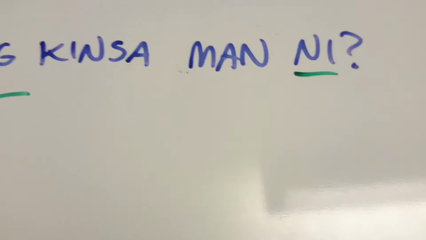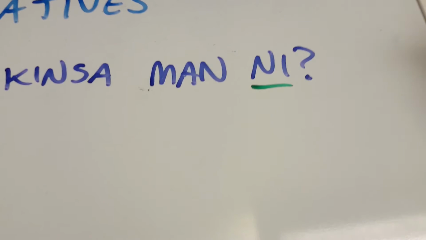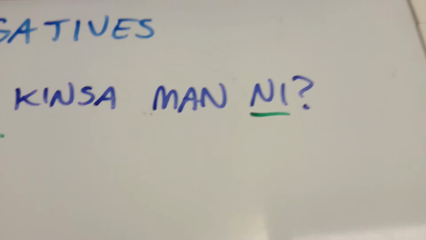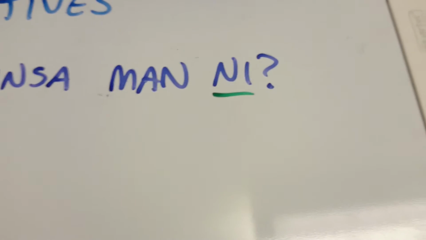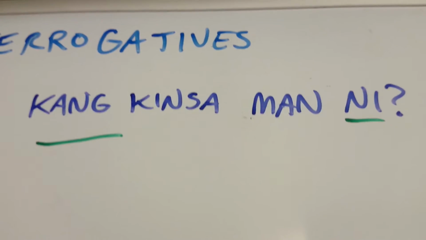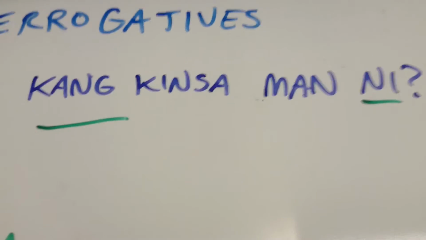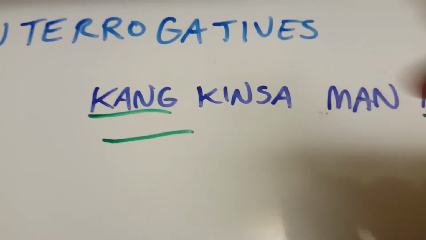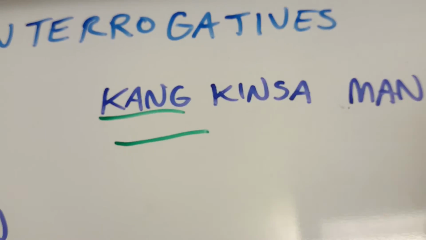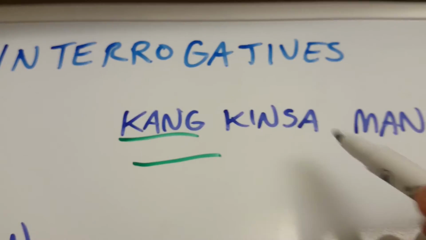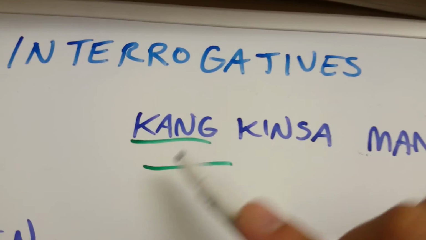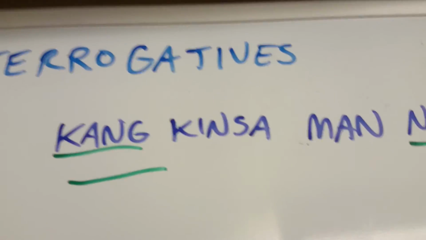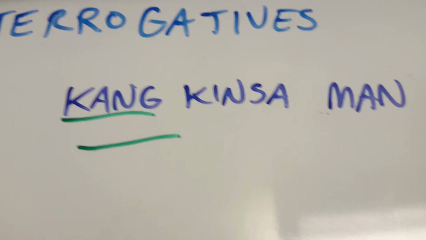Remember, ni we talked about was the shorter form of kini, kani, that demonstrative pronoun ni, right? Kang kinsa mani, whose is this? Yeah, but you will hear kang before kinsa to indicate that, yes, you're talking about possession of something. Possessive particle, then the who, and you'll know it's going to be talking about whose.